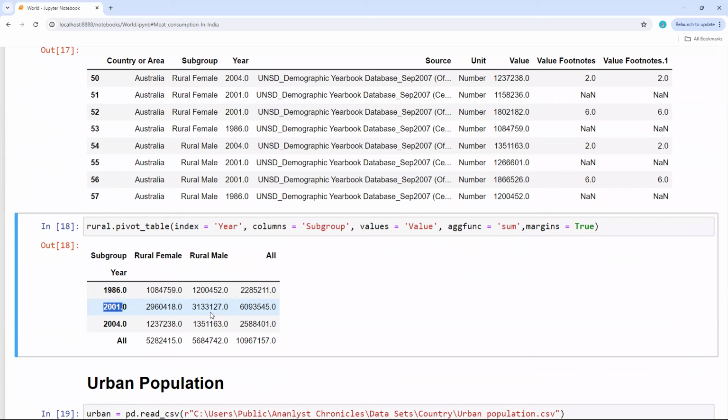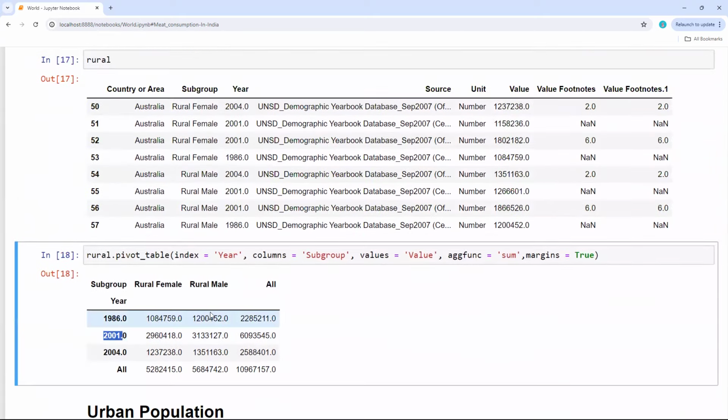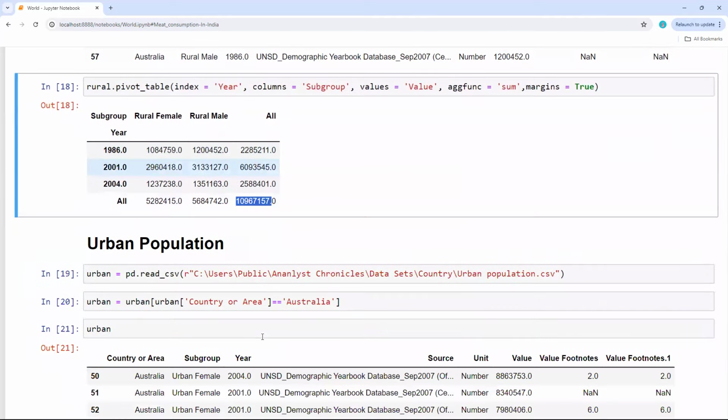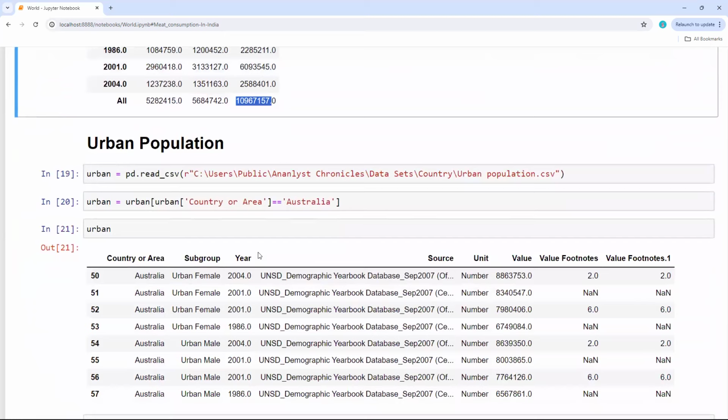And if I look at the 2004 data, which is at 1.2 million, rural male is decreased. I think they migrated to the urban cities, I guess. So that is about the rural population of Australia. So total, you can see the total population. Oh, that is combined years, so we don't have to look at the data. So let's have a look at the urban population.